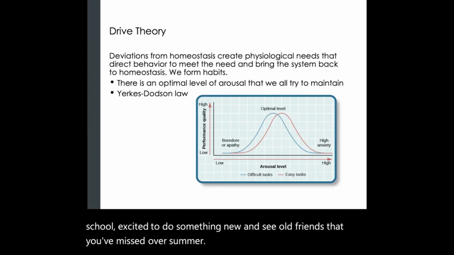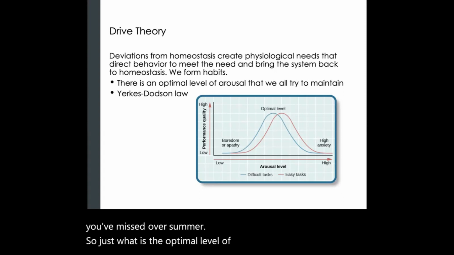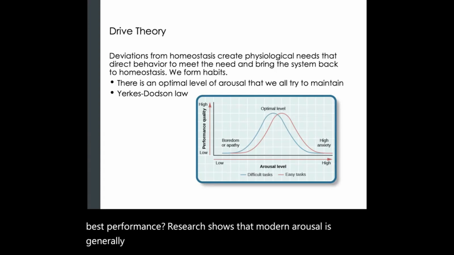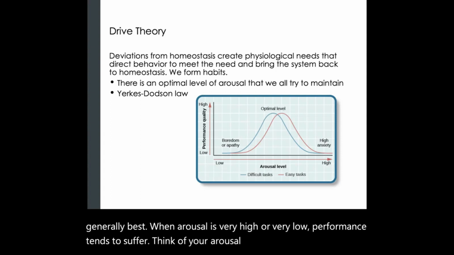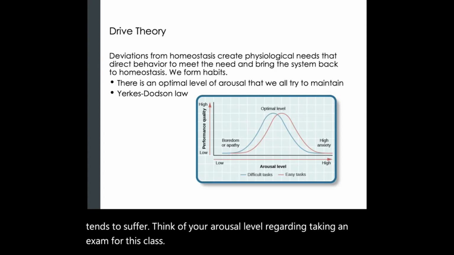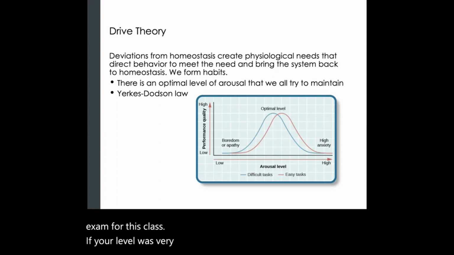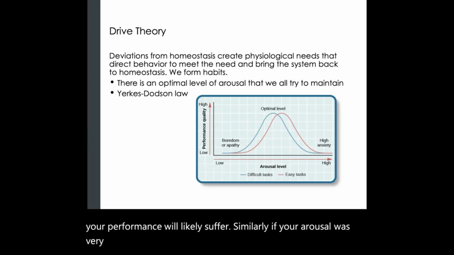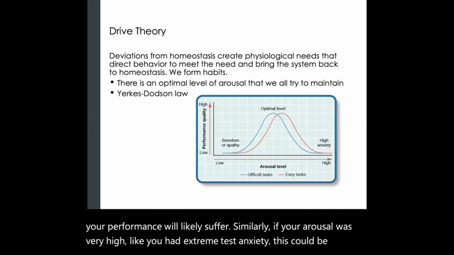So just what is the optimal level of arousal? What level leads to the best performance? Research shows that moderate arousal is generally best. When arousal is very high or very low, performance tends to suffer. Think of your arousal level regarding taking an exam for this class. If your level was very low, like you were bored or maybe apathetic, your performance will likely suffer. If your arousal was very high, like you had extreme test anxiety, this could be paralyzing and hinder performance.